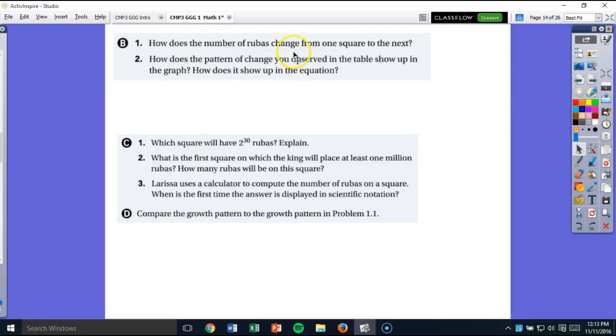Part B, how does the number of rubas change from one square to the next? Find your pattern. And then how does the pattern of change you observed in the table then show up in the graph? How does it show up in your equation? Part C, which square will have 2 to the 30th power of rubas? Please explain how you came up with that.